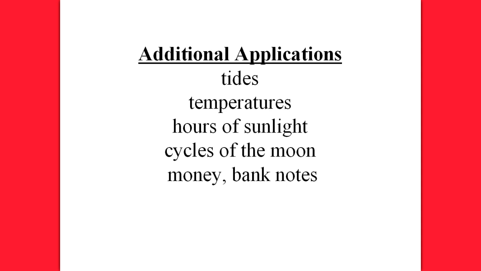Another thing would be hours of sunlight. We talked about how they can, in farmers' almanacs, tell us what the tides are going to be, and what the sunrise and sunset are going to be, and what the cycles of the moon are going to be for 5 years from now. That's because they're periodic, they're cyclic, they follow a trig curve. So that's another application of this.